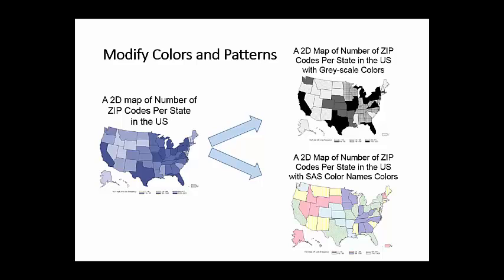For the example in last module, we created a 2D map of the number of zip codes per state in the US. The map is presented with the default color in SAS. Darker shades of blue means higher counts of zip codes in the state. In SAS, we can either make the map grayscale or color. To figure out how to color the map differently, we are going to use this map again as an example.